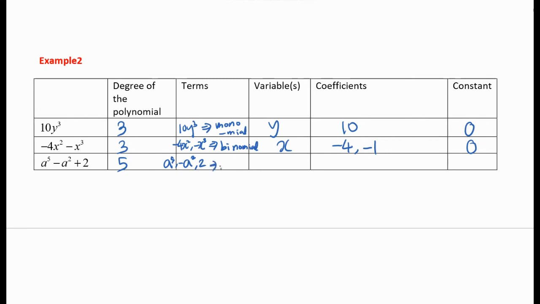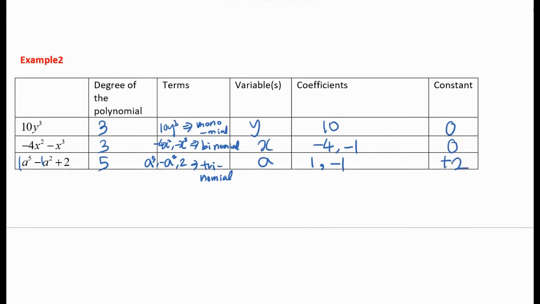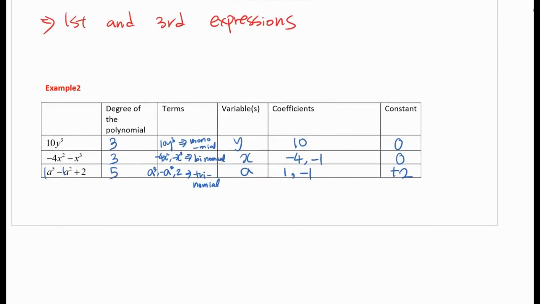We call it trinomial. And variable, we're using a here. Coefficient, one number hiding in front of this. 1. One number hiding in front of a squared. -1. So 1 and -1. Those are the coefficients. And +2, this is not attaching to a variable. So this is a constant. Make sense, everyone?